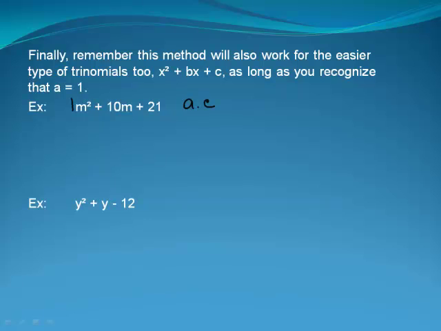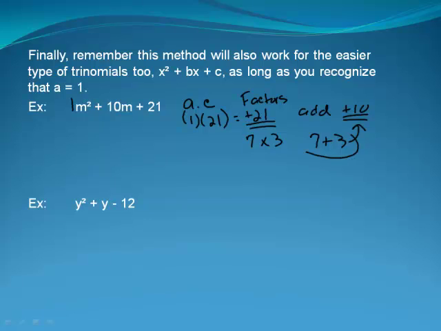So just to prove that to you, if you really wanted to use this method for these as well, a times c would be 1 times 21, which is a positive 21. We want factors of positive 21 that add to give us our middle term, which is a positive 10. Okay. 7 times 3 seems to work perfectly. 7 times 3 is 21. 7 plus 3 is a positive 10. So using this method, we're going to take that middle term and rewrite it as a positive 7m plus 3m, and then the first term and the last term remain unchanged.